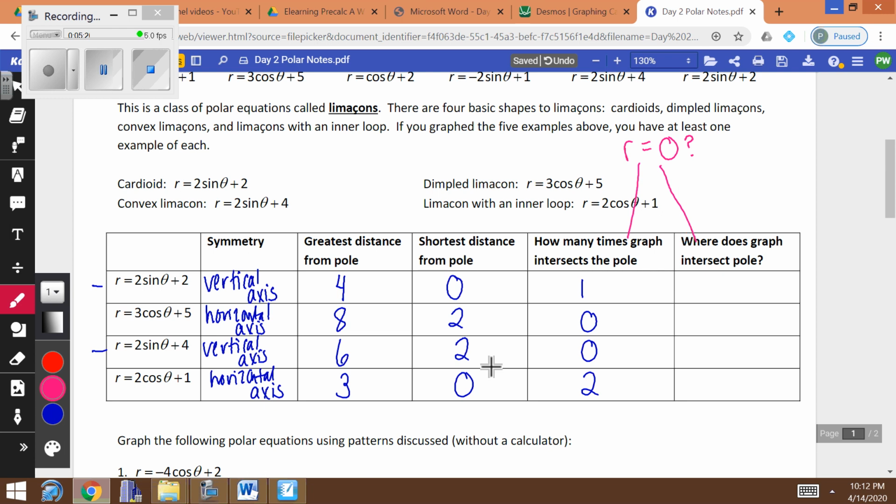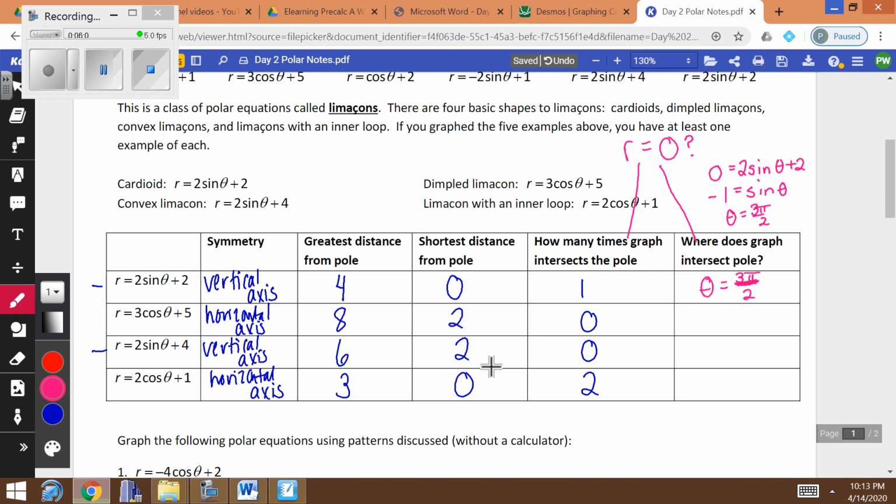So if I think about this first one, if I do 0 equals 2 times the sine of theta plus 2, subtract the 2 and divide by 2, we would get negative 1 is equal to the sine of theta. So we would want to think, all right, where does the sine equal negative 1? And the sine equals negative 1 at 3 pi over 2. So it actually only intersects the pole at one spot, where r is equal to 0, at 3 pi over 2. Taking a look at the next one here.